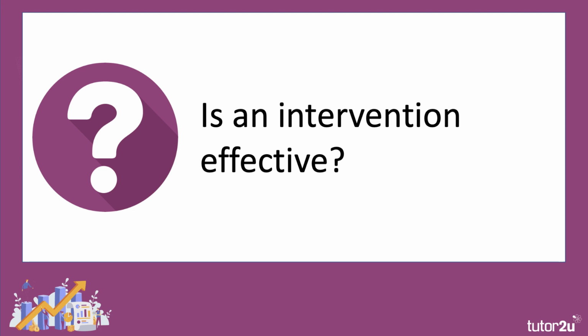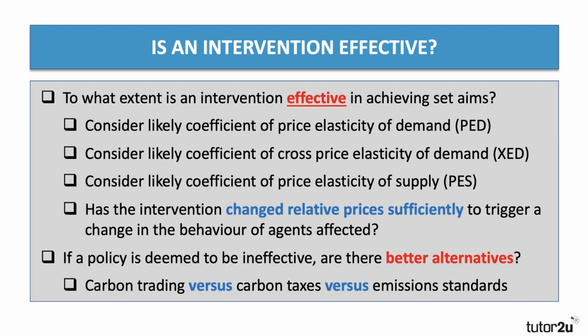First of all, is an intervention effective? That means, does it meet its aims? Does it work? Well, an obvious approach is to use the concept of elasticity. Consider the likely coefficient, for example, of price elasticity of demand. If you put a tax on high-fat foods, for example, will consumers reduce their demand? Depends on the elasticity, doesn't it?